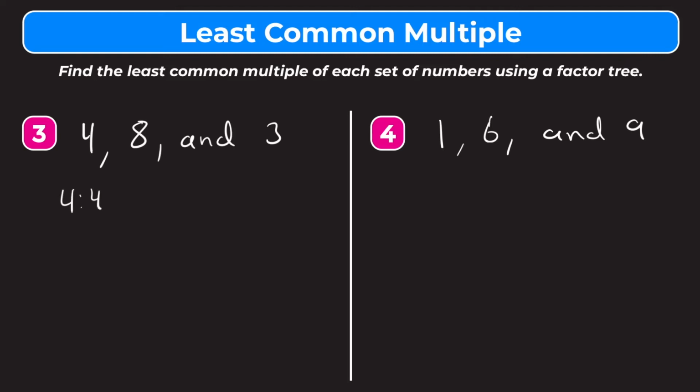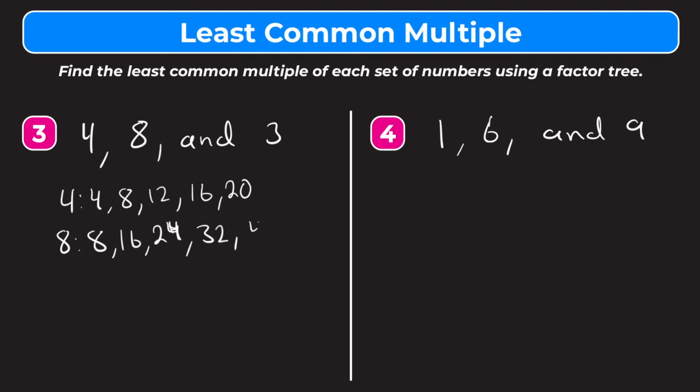That would be 4, 8, 12, 16, and 20. Then we can list the multiples of 8. We have 8, 16, 24, 32, and 40. And then the multiples of 3, 6, 9, 12, and 15.